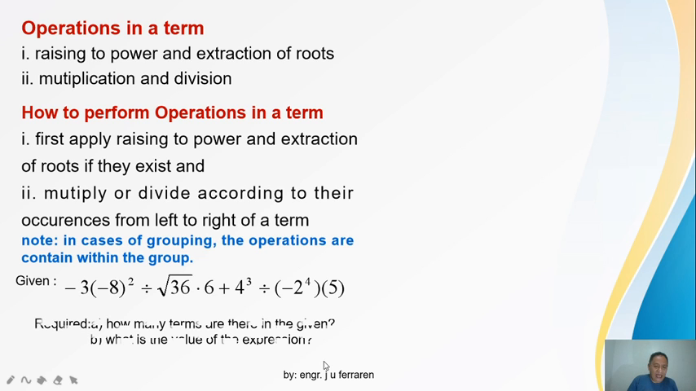Now if you will be asked, how many terms are there in the given, and what would be the value of the expression? Okay, now, if you have to recall what a term is: an expression that is preceded with a plus or minus sign. I have a negative, no? That means there is a term to follow. So, if the operation is multiplication and division, it means that you are still within a term.